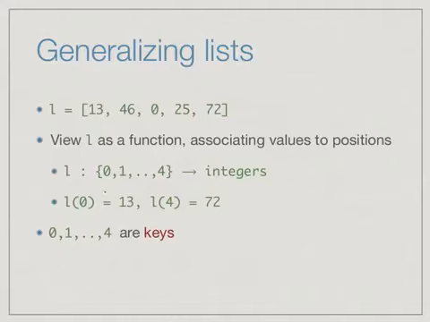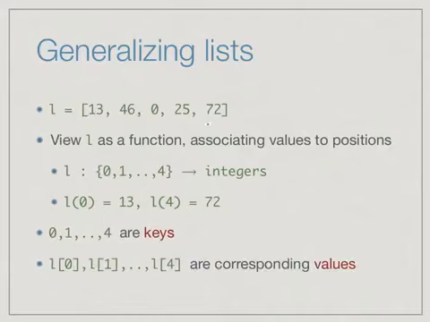The programming language way of thinking about this is that 0, 1, 2, 3, 4 are what are called keys. These are the values with which we have some items associated. So we search for the item associated with 1 and we get back 46. So we have keys, and the corresponding entries in the list are called values. So a list is one way of associating keys to values.